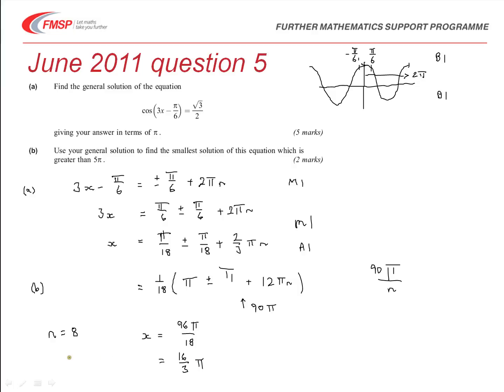So again, the 2 marks for this part will be identifying that n has to be 8 will give you 1 mark, and then an accuracy mark for obtaining the correct value of x will give us the 2nd mark that you require.